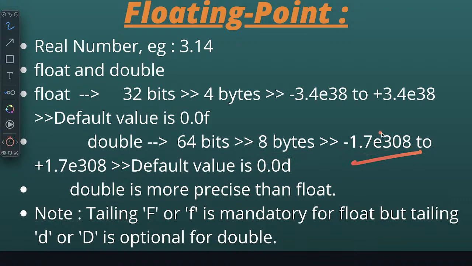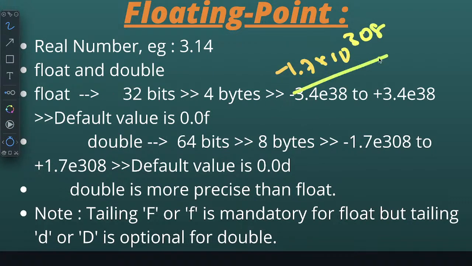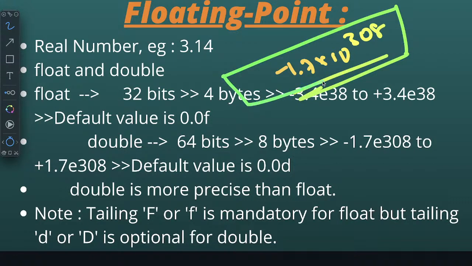And for double we can see that it is of 8 byte, but then too it is again greater than the long, because this 1.7 E308 means that minus 1.7 into 10 to the power 308, and this is again a very long value or very large value. So this is the greatest among all the data types that we have discovered till now.